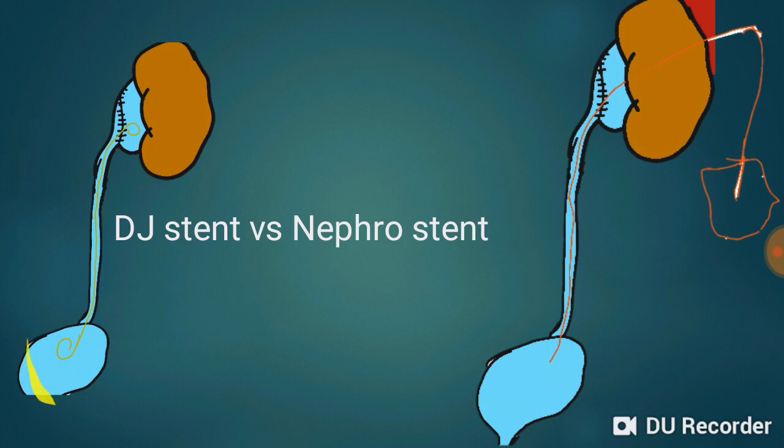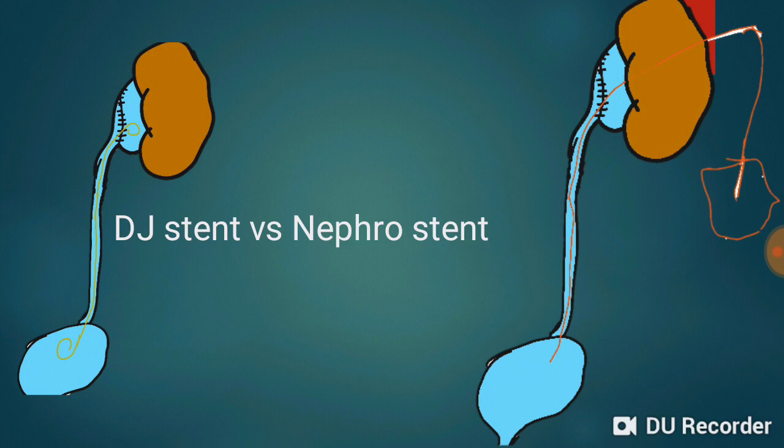But the problem with the DJ stent is that after 6 weeks we have to remove it by cystoscopy. That means another general anesthesia procedure is required for the patient. An antibiotic prophylaxis is also required for the DJ stent. Now coming to the nephrostent.